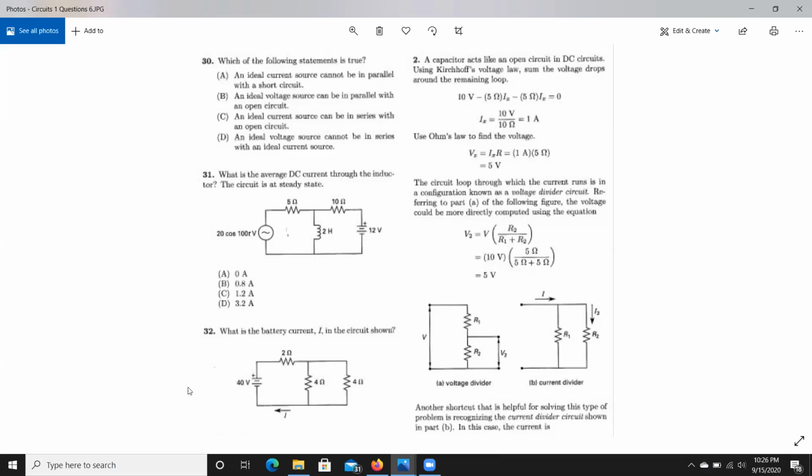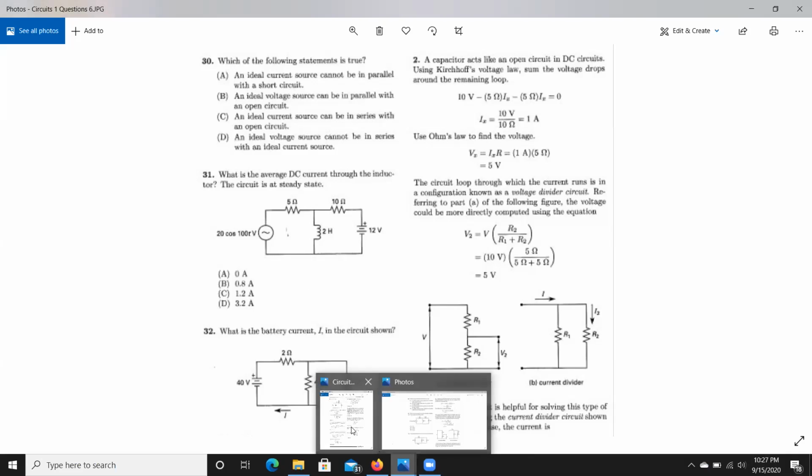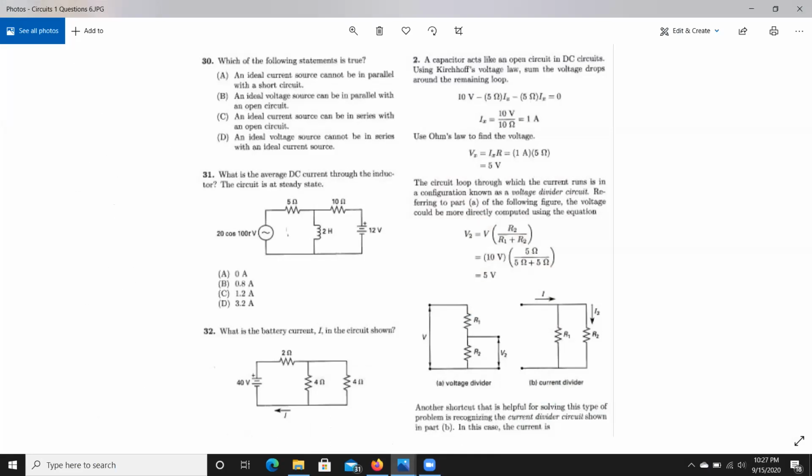Steady state. Wait, it says what is the current through the inductor, and that inductor actually gets shorted, right? If there's nothing, then that means... Doesn't, because there's an AC source. Oh, it does. There is a DC source as well though. The DC source pushes it through, right? And the AC source makes it go up and down as well.